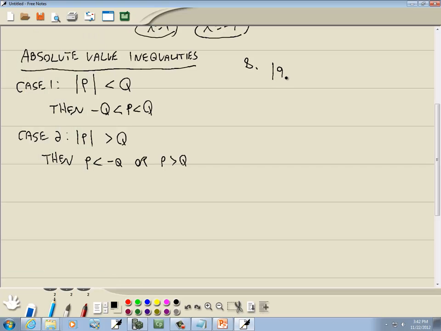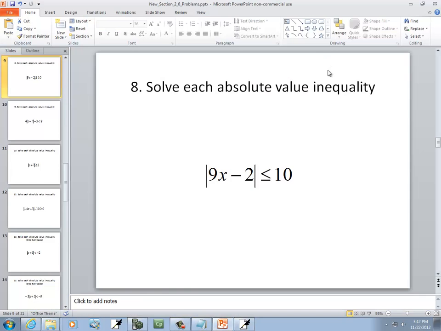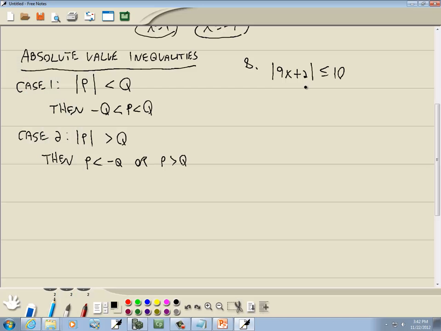Okay, so we have the absolute value of 9x plus 2 is less than or equal to 10. Well, the absolute value is by itself on the left side. That has to be that way for these formulas. Now, it's not a less than, it's a less than or equal to, but it doesn't matter. These are interchangeable. Less than and less than or equal to, you use the same formula. So what's inside the absolute value is p, and the other side is our q. And our formula says negative q is less than or equal to p is less than or equal to positive q. So wherever we have a p, we'll plug in 9x plus 2. Wherever we have a q, we'll plug in 10.